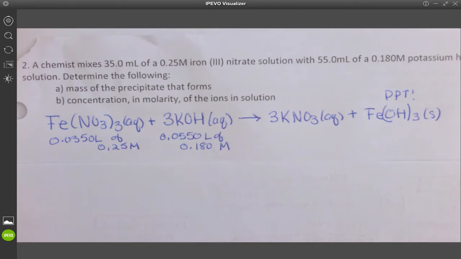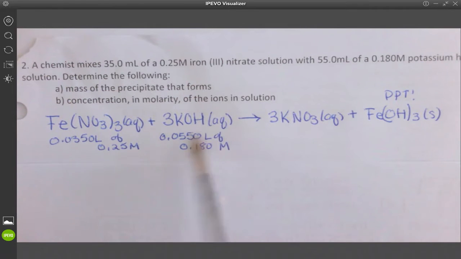All right, so this is part 2 in our stoichiometry of precipitation reaction. This is the second example. I'm going to basically do an overview of part A, the mass of the precipitate that forms, and spend most of the time focusing on finding the concentration, the molarity, of the ions. I'm also going to set it up just a little bit differently from the first video, just to give you another format that you can use to do your calculations as well.